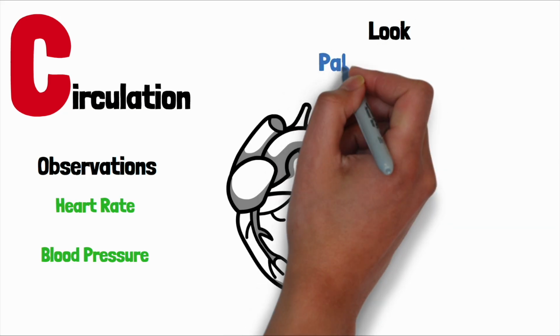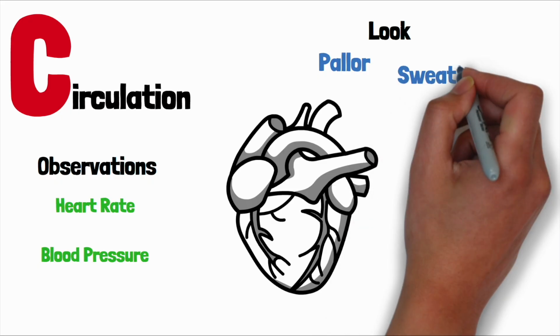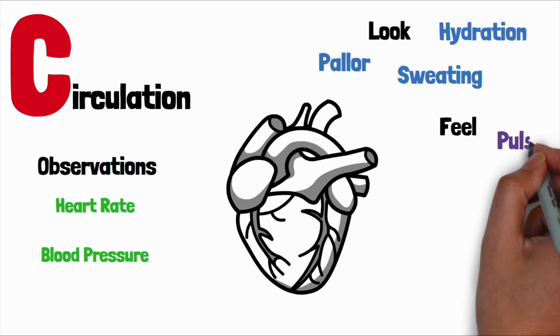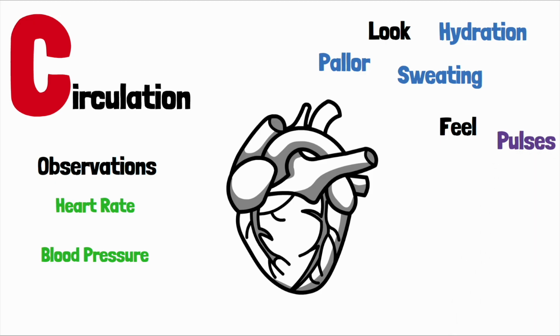Looking at your patient, there may be signs of pallor and sweating, which could indicate shock or blood loss. Assess the patient's fluid status and level of hydration. Palpate the patient's peripheral and central pulses to assess the rate, character, and volume.